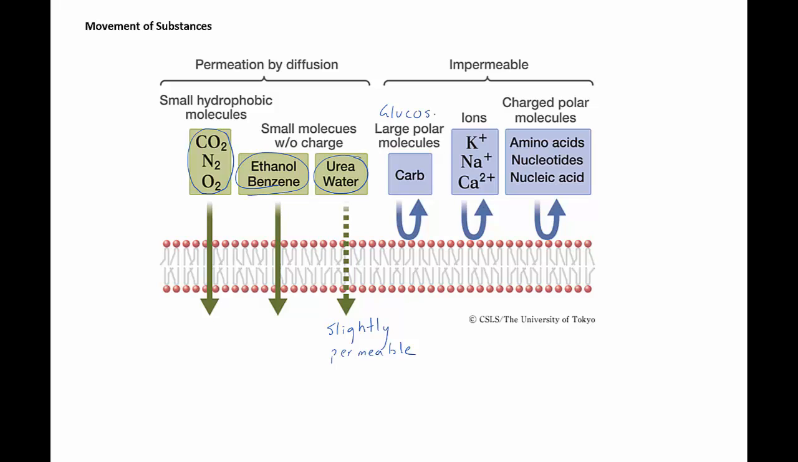Large polar molecules, like glucose, are not able to directly diffuse through the phospholipid bilayer. Instead, glucose relies on facilitated diffusion, where it has to move through protein channels. Similarly, charged polar molecules such as amino acids, nucleotides, and nucleic acids cannot directly diffuse through the phospholipid bilayer. These molecules also rely on facilitated diffusion through protein channels.